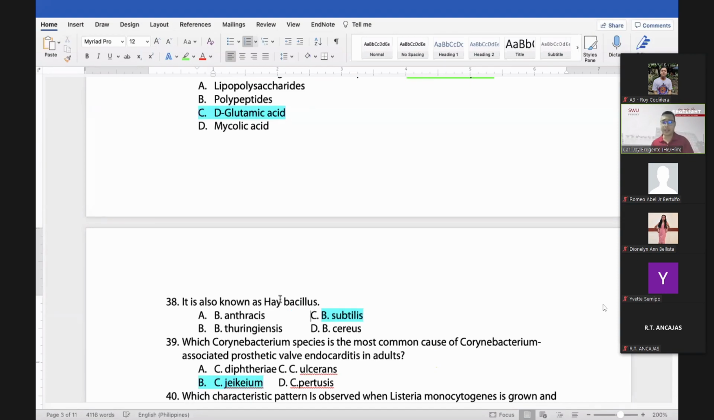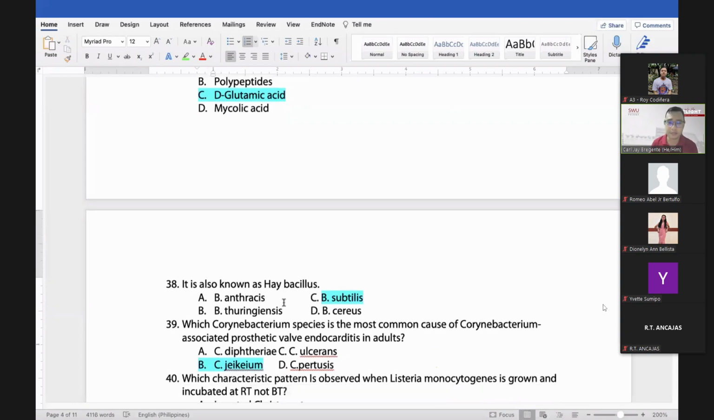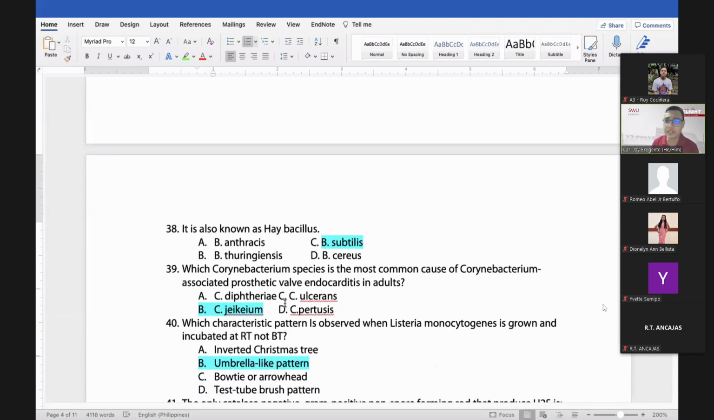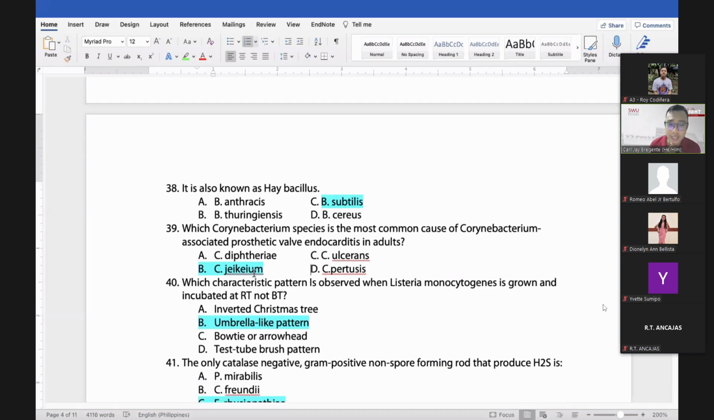Next, 38. It is known as hay bacillus. Hay bacillus, that is your Bacillus subtilis. Okay. When you study, also try to write or summarize mga common names of the different organisms. 39. Which Corynebacterium species is most common in prosthetic valve endocarditis in adults? So that is Corynebacterium jeikeium.